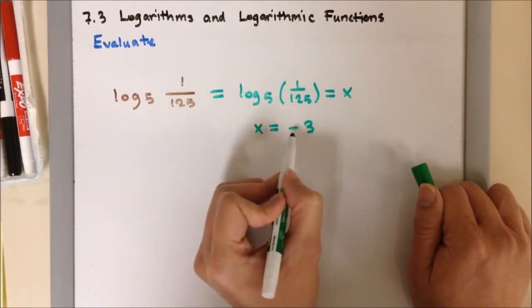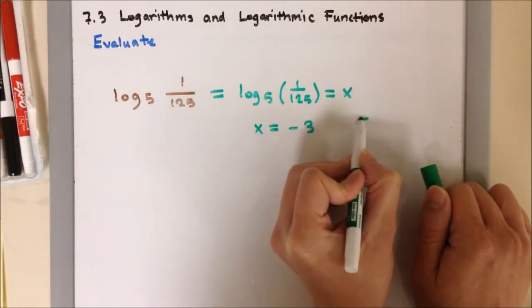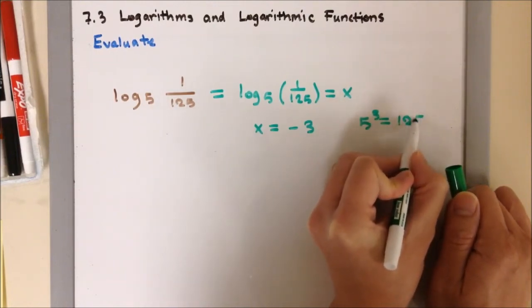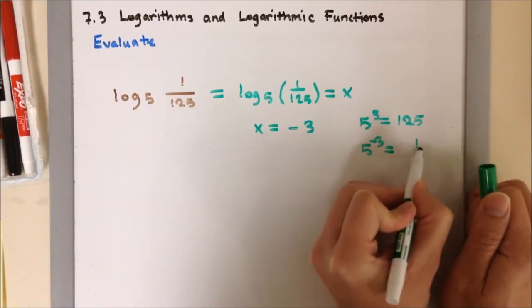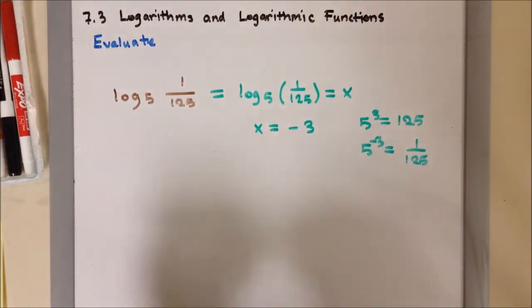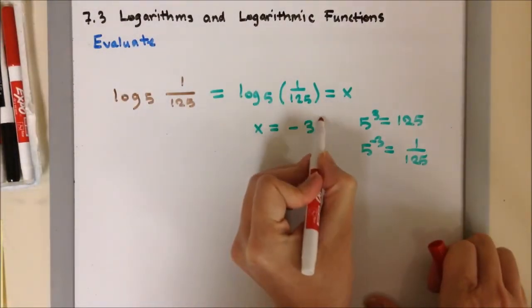x equals negative 3. So over here, if I rewrite it, 5 to the third is 125. But when it's 5 to the negative third, it will be a fraction, 1 over 125. So which is correct. So my final answer is x equals negative 3.